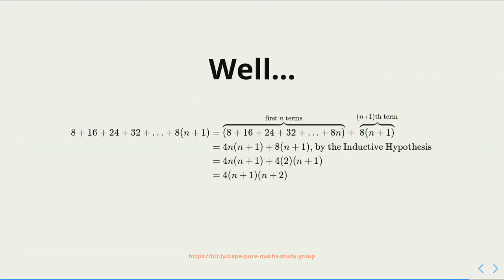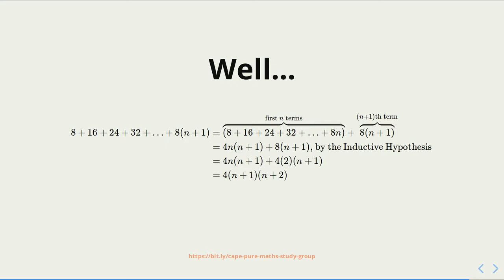Well, the sum of the first n + 1 multiples of 8 can be grouped into the sum of the first n multiples of 8 and the (n + 1)th multiple of 8. From the inductive hypothesis, that is from the assumption that we just made, we know that the sum of the first n terms is equal to 4n(n + 1).